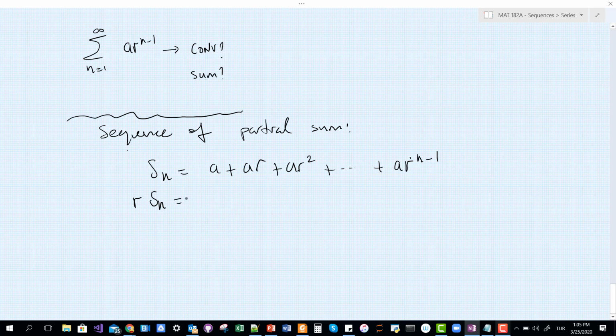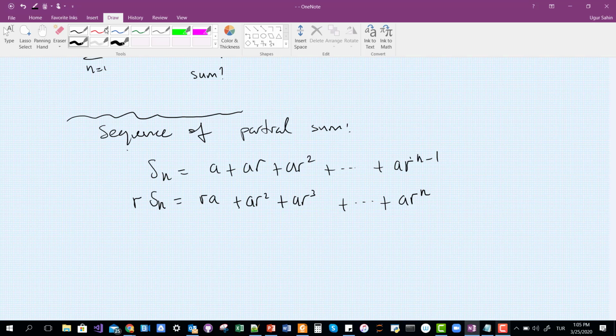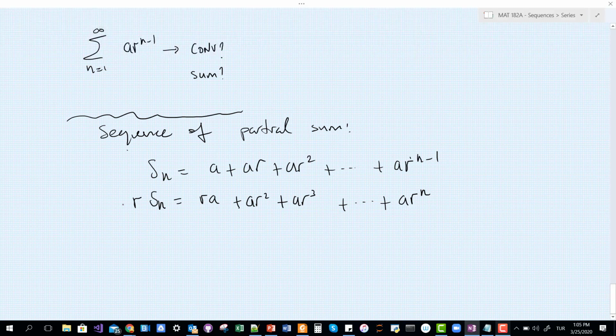If I multiply by r, I'm just multiplying the first line by r: r times a plus a r squared plus a times r cubed plus, and the last term is going to be equal to a r to the n. Since if I multiply by r, the minus 1 will cancel with the plus. And I'm going to subtract the second line from the first one. That's why I need to multiply the second line by negative. So if I'm going to subtract, look at that, all the terms I have here are going to be negative, correct?